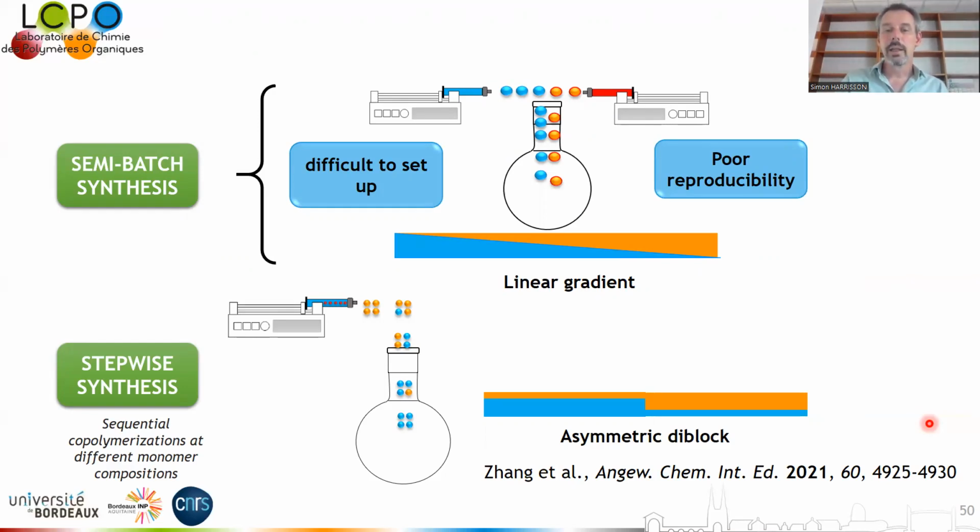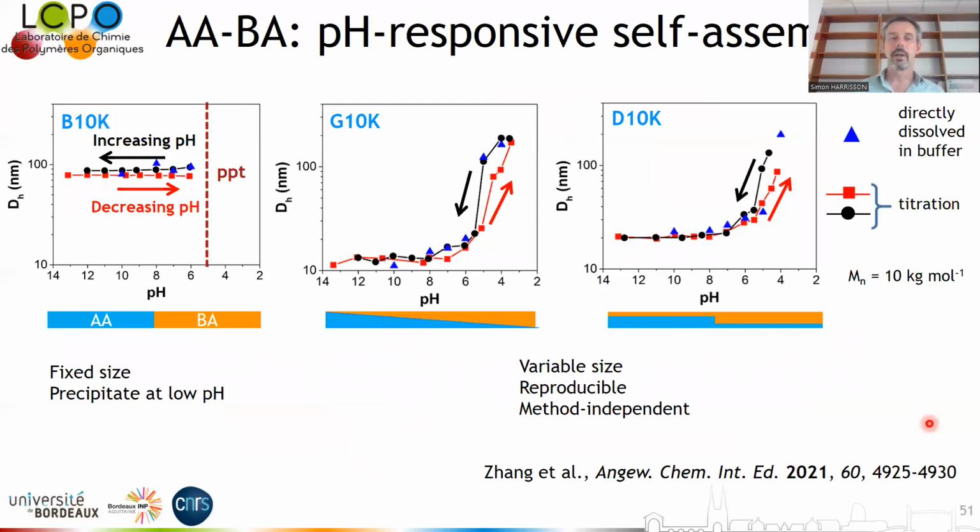On the other hand, the asymmetric diblock copolymer could be produced in a very simple process using stepwise synthesis. And this was something that we could actually do using a robotic synthesizer in the laboratories of Professor Uri Schubert at the Jena Center for Soft Matter. And so we were interested in how these polymers behaved in terms of their self-assembly.